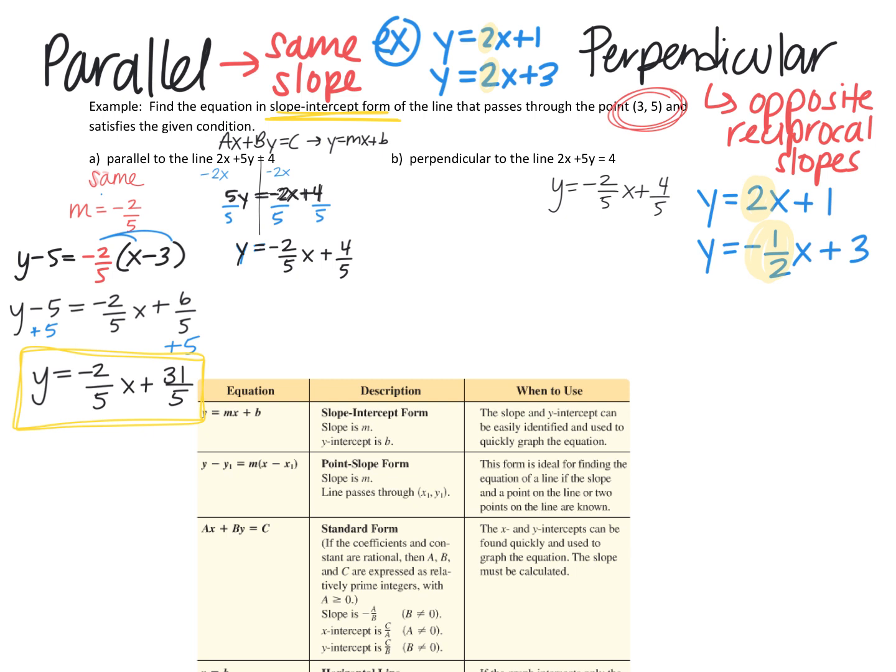If it's perpendicular, it needs to be opposite reciprocal. All right, so if the original slope is -2/5, our new slope needs to be positive. Flip it. Positive 5 over 2.